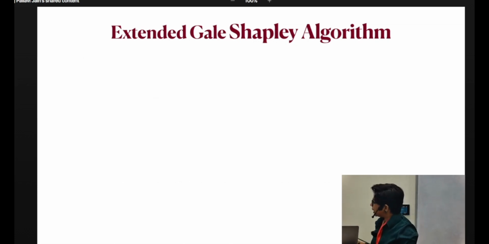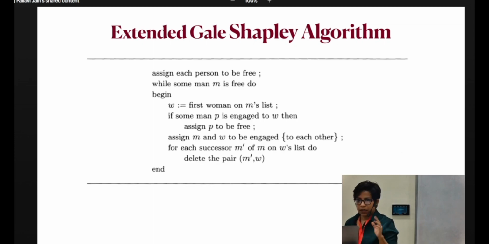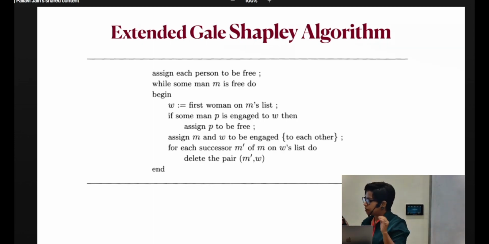So at the beginning, everybody is free, right? This is the male proposing version of Gale Shapley. The men are proposing, the women are processing the proposals, and they are deciding how to accept or reject right away, and so on. So at the very beginning, W is the first woman on the man M's list. So M is thinking of proposing to W, and it does so.